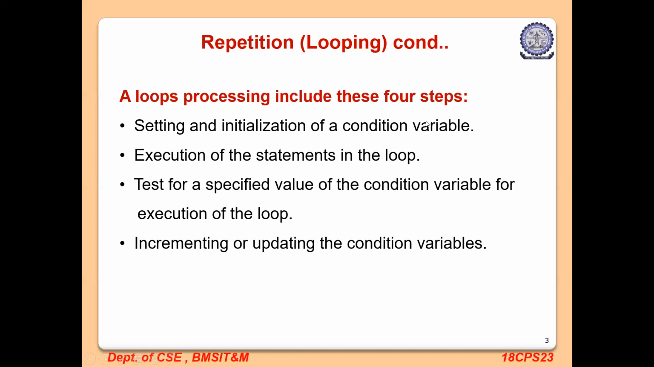Looping statements follow a process with 4 steps. The first step is the setting and initialization of the condition variable, then the execution of statements in the loop. Thirdly, after execution of the statements within the loop, we test the condition variable. Based on whether it evaluates to true or false, we repeat. Before repeating, we update the condition variable, sometimes incrementing, sometimes decrementing.